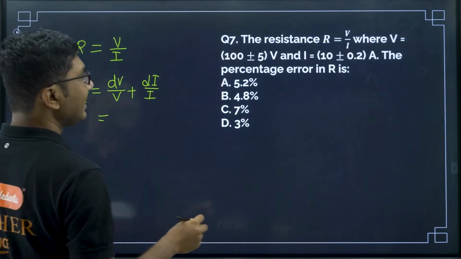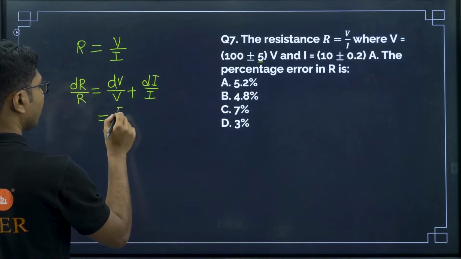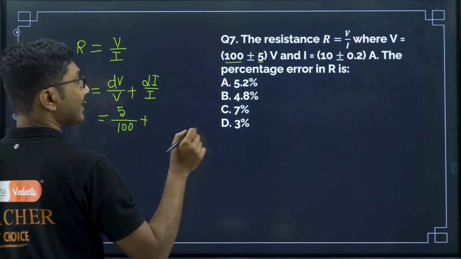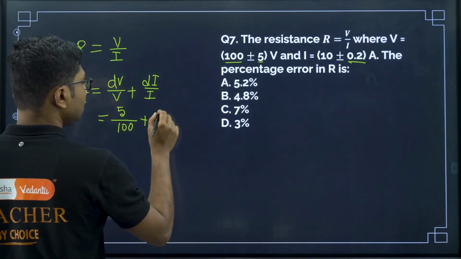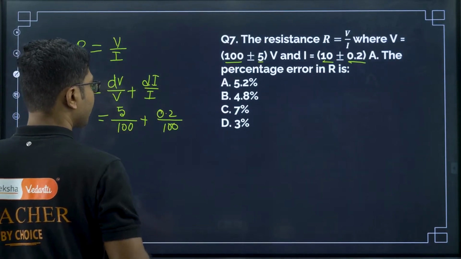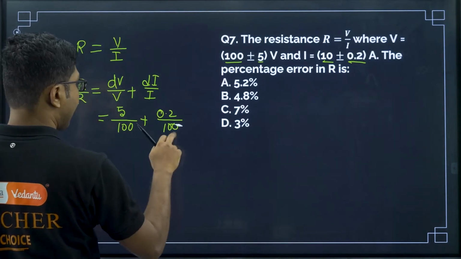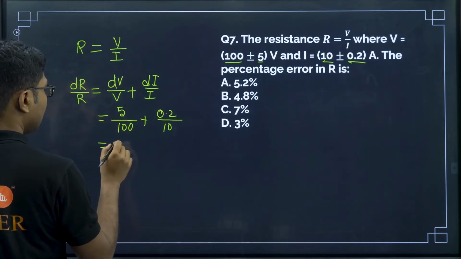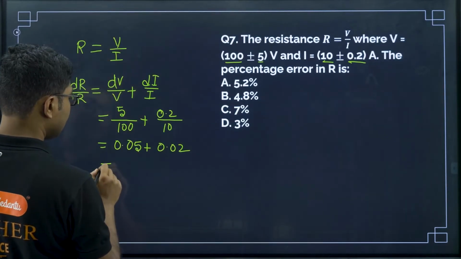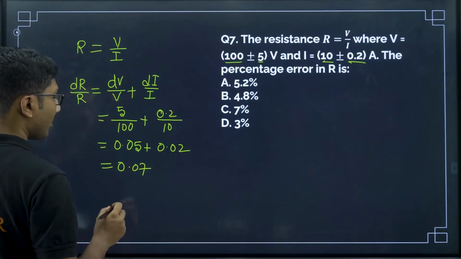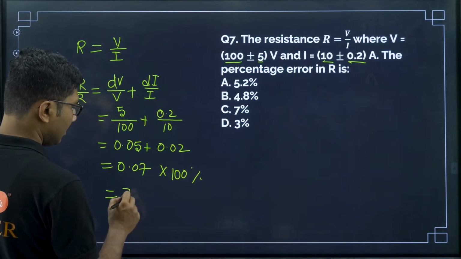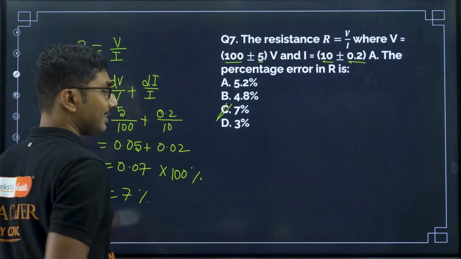Okay. So what is dV? dV is 5. What is V? V is 100. What is dI? dI is 0.2. And what is I? I is 10. Okay. Now let's add 0.05 plus 0.02, that is 0.07. Now this is normal error. To calculate the percentage error, you have to multiply with 100, so it will be 7%. So correct answer is 7%.